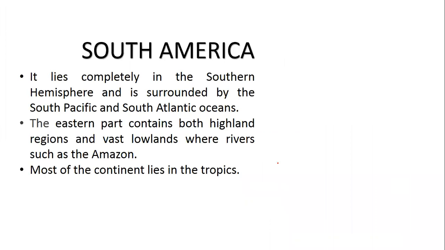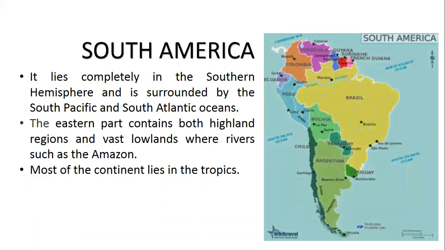South America. It lies completely in the southern hemisphere and is surrounded by the South Pacific and South Atlantic Oceans. The eastern part contains both highland regions and the vast lowlands where rivers such as the Amazon are located. Most of the continent lies in the tropics. This is the map of South America.